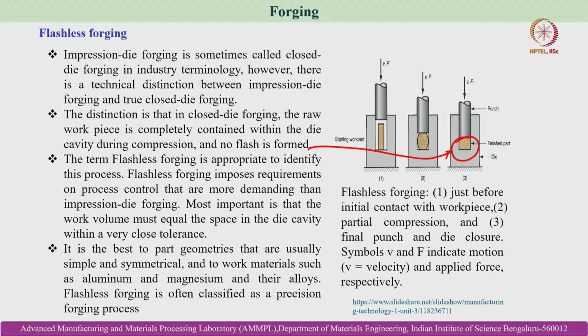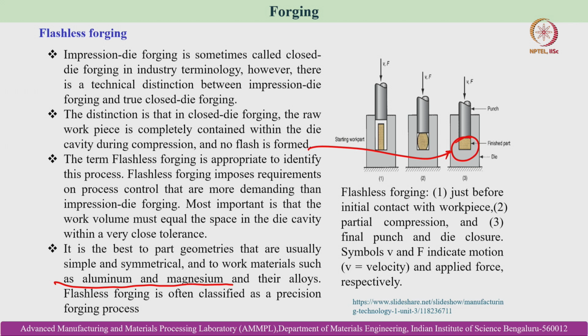Flashless forging imposes requirements on process control that are more demanding than impression die forging, because we do not allow flash formation in this case. Hence the most important thing is that the work volume must equal the space in the die cavity within a very close tolerance. It is best suited to part geometries that are usually simple and symmetrical, and to work materials such as aluminum and magnesium, that is, non-ferrous light alloys. Flashless forging is often classified as a precision forging process.